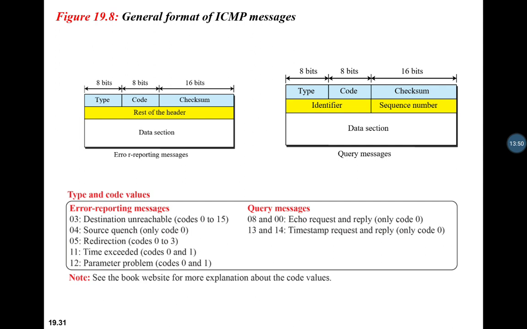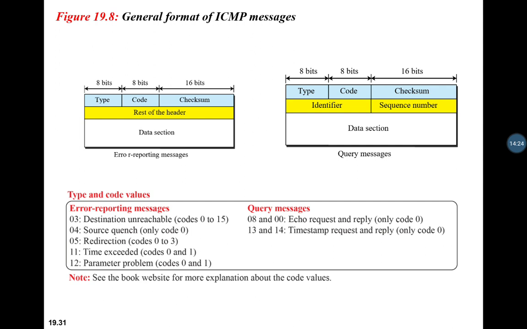Time exceeded: for example, when the TTL is 0 and the datagram is still in the process, it has to be informed back, time exceeded. And also when all the fragments of the datagram are not received within that period of time, a time exceeded message can be sent. Next is the parameter problem. The parameter problem message can be sent when either there is a problem in the header of the datagram or some options are missing.